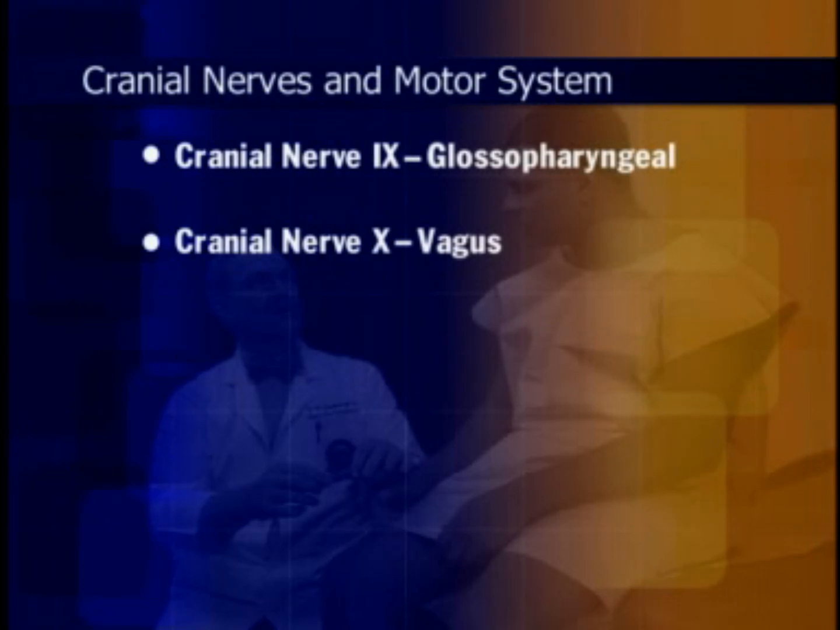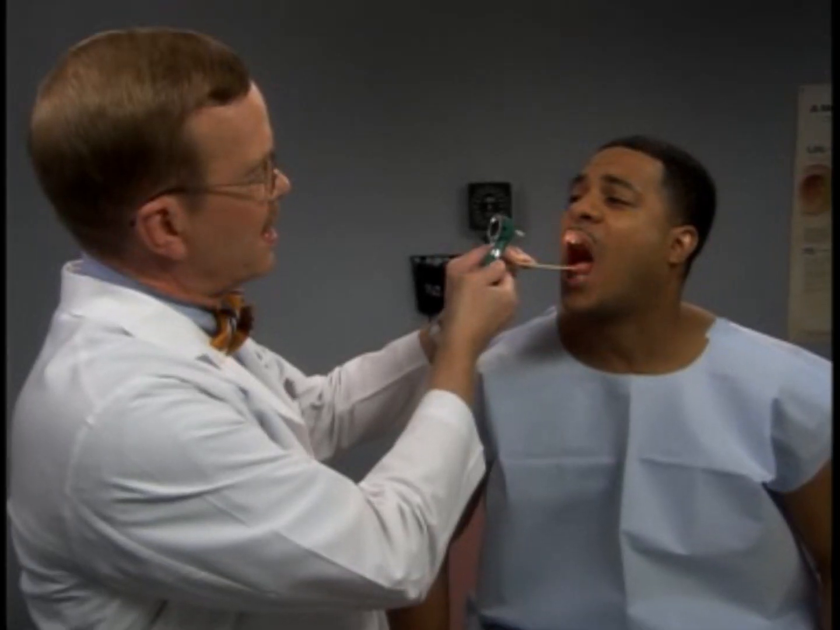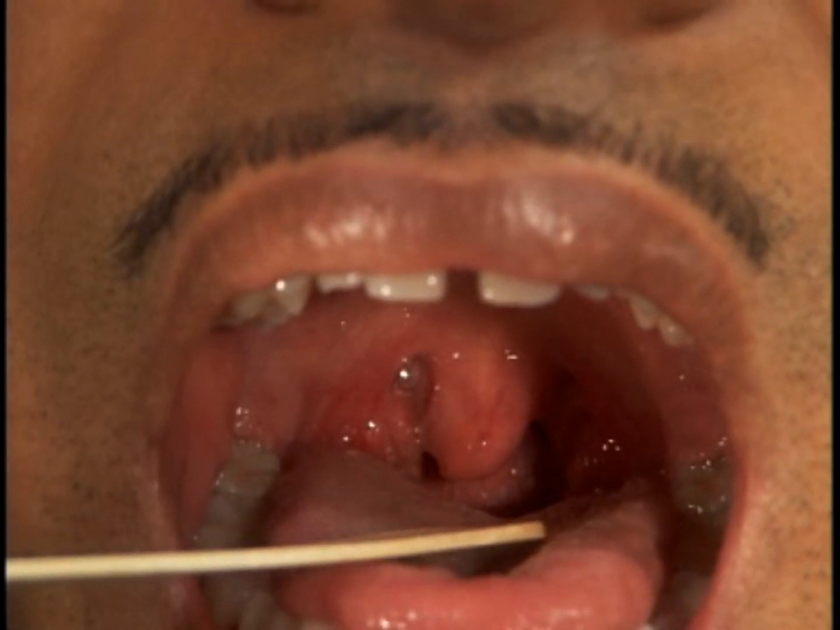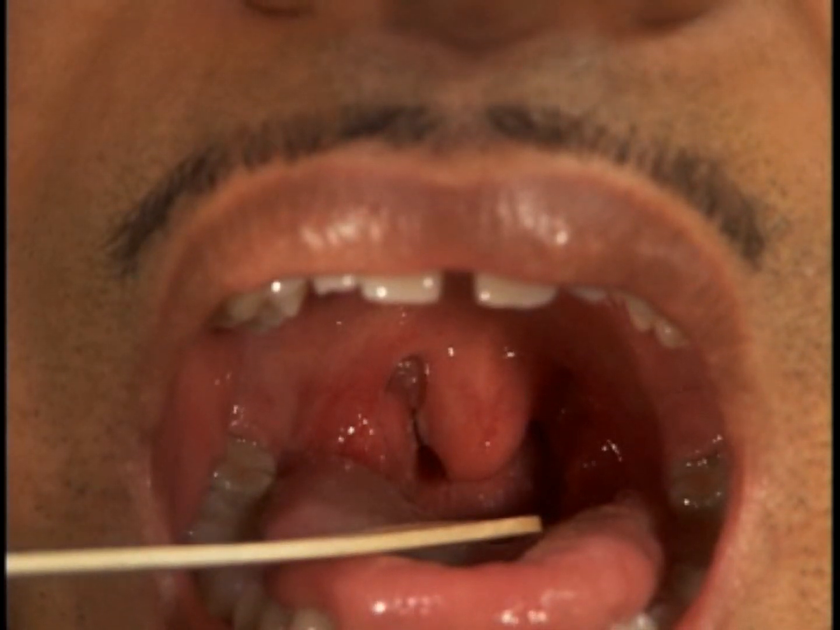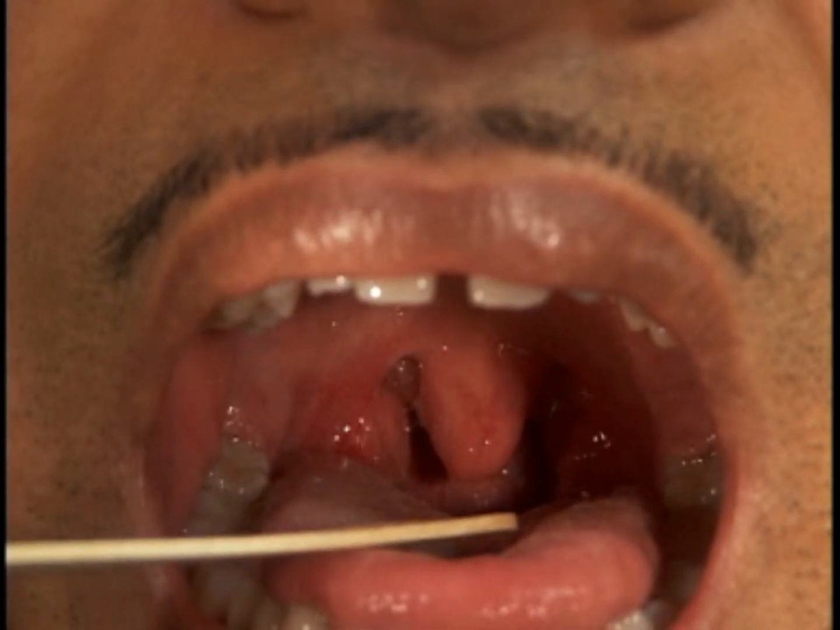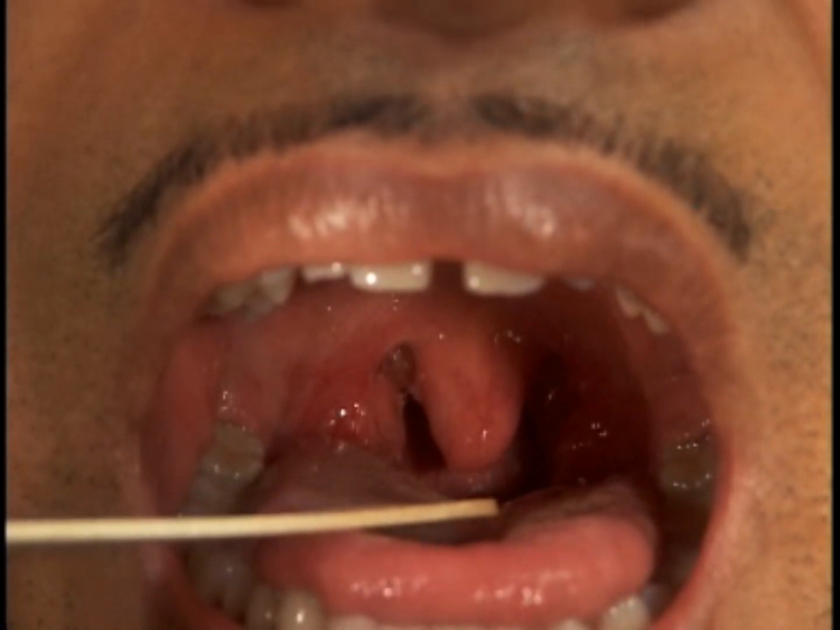Cranial nerves 9 and 10, which are the glossopharyngeal and vagus nerves, mediate the sensory and motor functions of the palate, the pharynx, and the larynx. Now I'm going to test these nerves. To look into the back of your throat, ask the patient to open his mouth and say ah or yawn. Assess the patient's voice. Is it hoarse? Does it have a nasal quality? Observe the soft palate and the uvula. The soft palate should rise promptly and symmetrically, and the uvula should remain midline. Then inspect the anterior and posterior pillars and the pharynx.